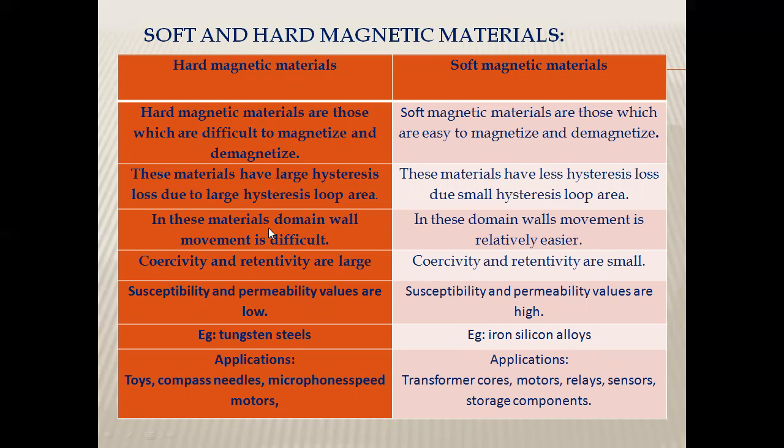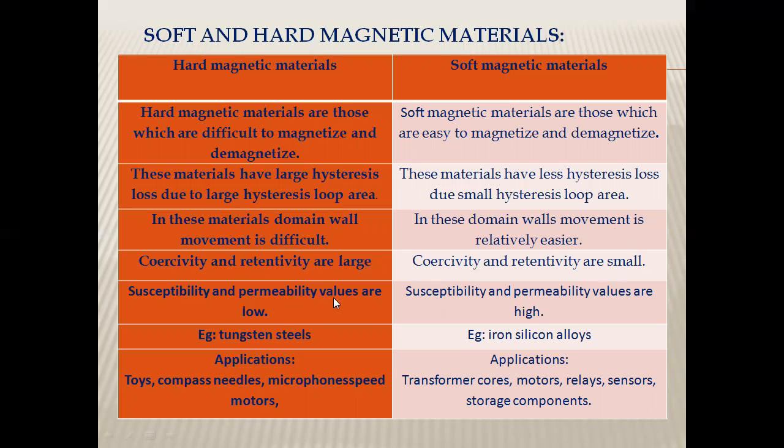It is not easy to magnetize hard magnetic materials, so they need a very high applied field intensity to get magnetized. Hence, domain wall movement is difficult in hard magnetic materials, whereas domain wall movement is very easy in soft magnetic materials. Since these materials cannot be magnetized and demagnetized easily, their coercive and retentive values will be very large for hard magnetic materials, whereas coercivity and retentivity are small for soft magnetic materials.